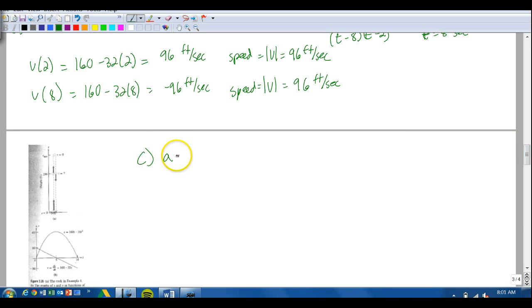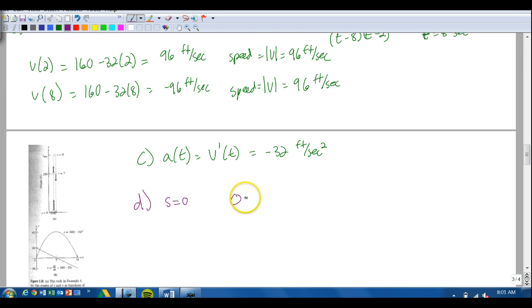So acceleration at any time is equal to the derivative of velocity, which is equal to negative 32 feet per second squared, which makes sense because that is the actual acceleration due to gravity, and that's not changing at any time along that curve. And then part D says, when does the rock hit the ground? Well, that's when my position s equals 0.